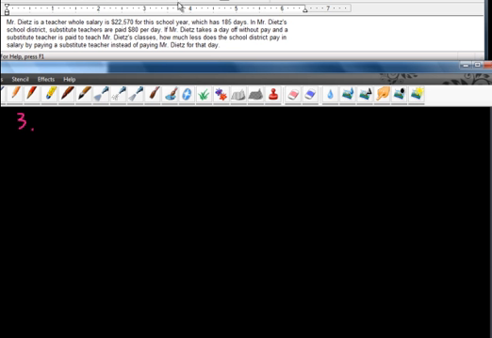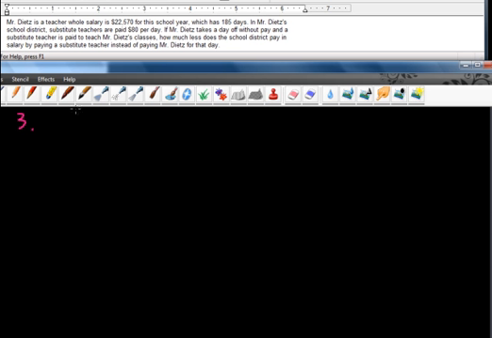So a problem like this is pretty typical on the ACT, and you should really learn how to master these to improve your score greatly. And it's key to realize exactly what they're asking. So this is asking basically how much less does the school district pay in salary by paying a substitute teacher instead of paying Mr. Dietz for that day. For that day is key here.